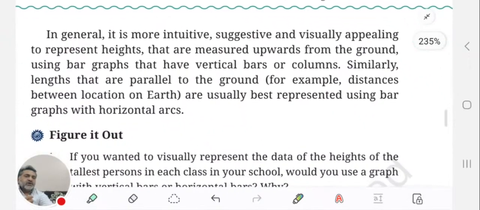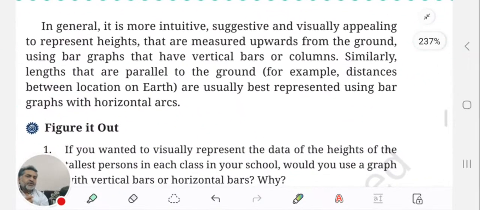So in general, it is more intuitive, suggestive, and visually appealing to represent heights that are measured upward from the ground using bar graphs that have vertical bar or column. Similarly, lengths that are parallel to the ground, for example, distance between locations on earth, are usually best represented using bar graph with horizontal bars.